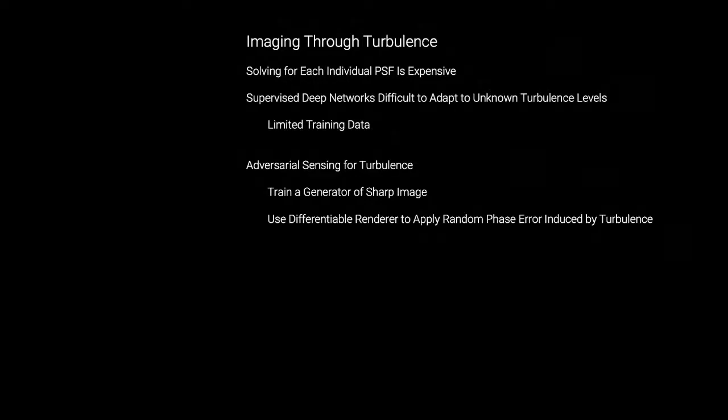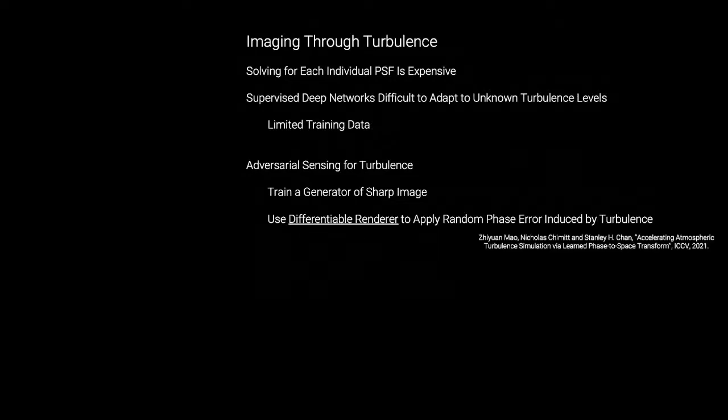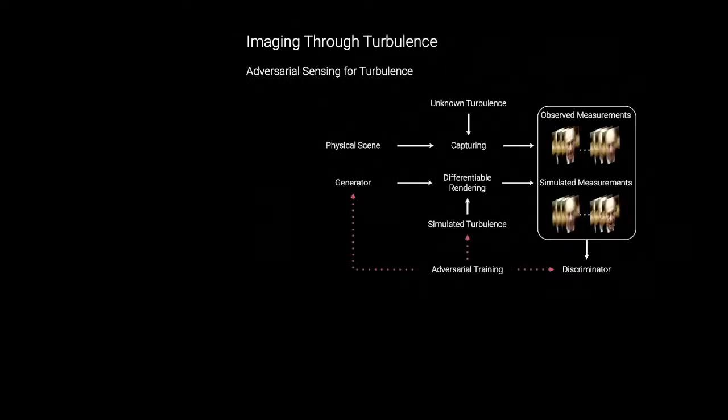We use adversarial sensing and task the generator to produce a sharp image as the underlying signal. We then use a physics-based differentiable renderer to simulate random phase error to form fake measurements. Our training does not have ground truth sharp image labels. We can also flexibly incorporate prior knowledge to the generator, like Aydogan, if we know the underlying signals are phases.